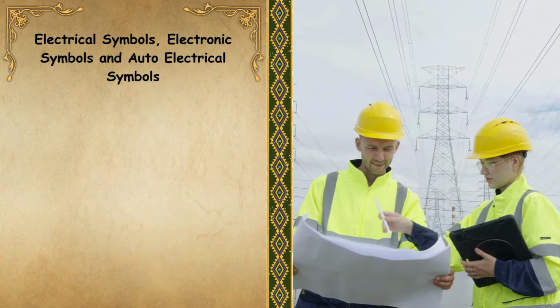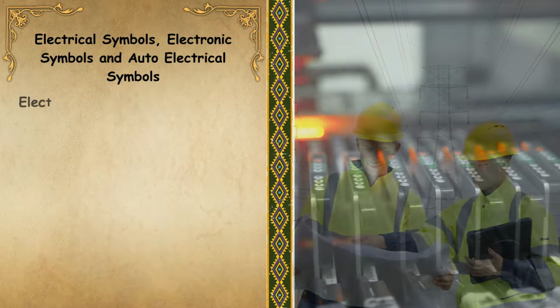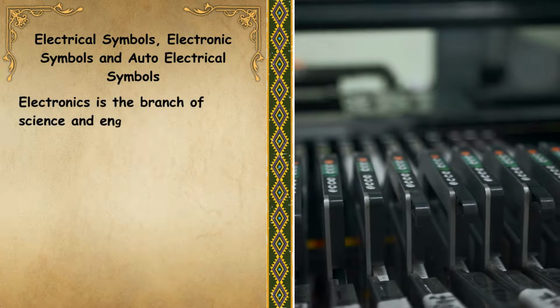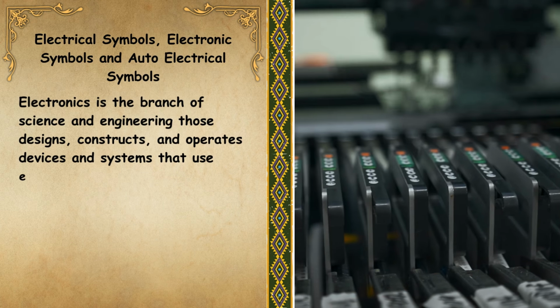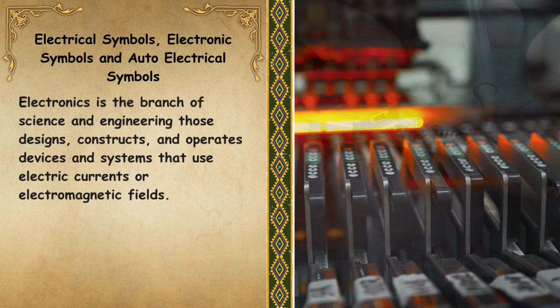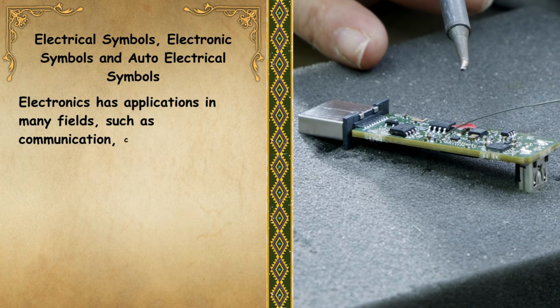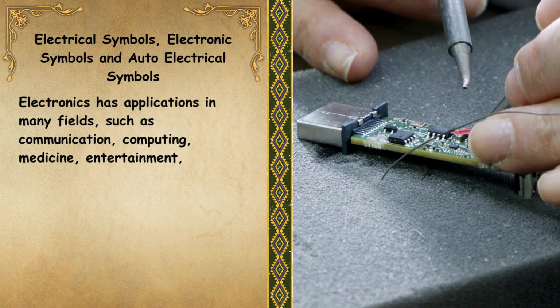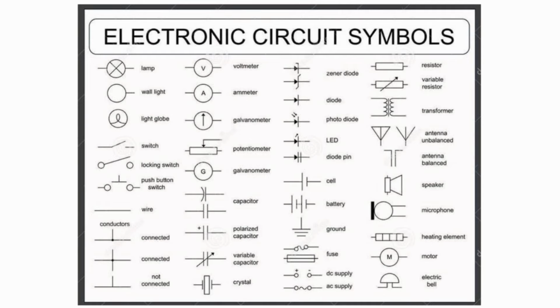Now let's talk about electrical symbols, electronic symbols, and auto-electrical symbols. Electronics is the branch of science and engineering that designs, constructs, and operates devices and systems that use electric currents or electromagnetic fields. Electronics has applications in many fields, such as communication, computing, medicine, entertainment, and industry. Here are some of the basic electronic components and symbols.